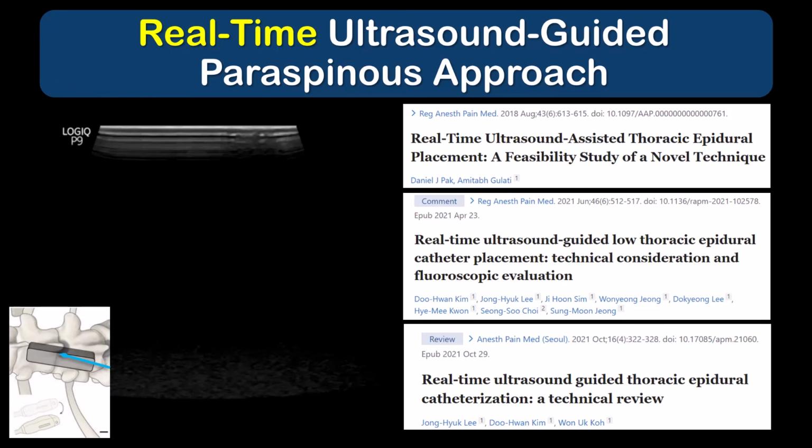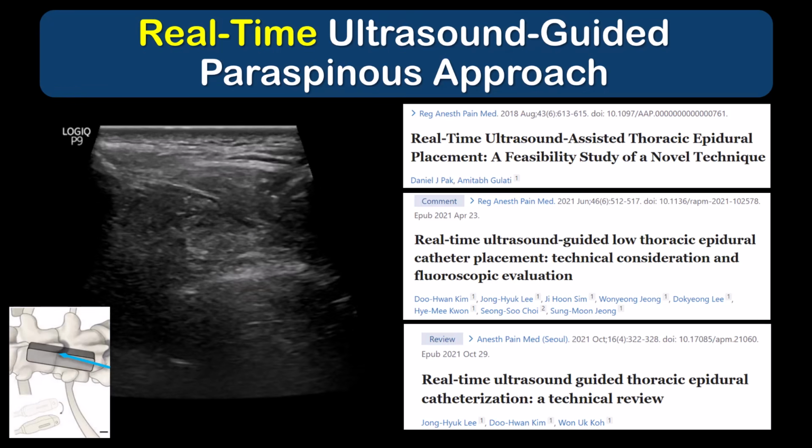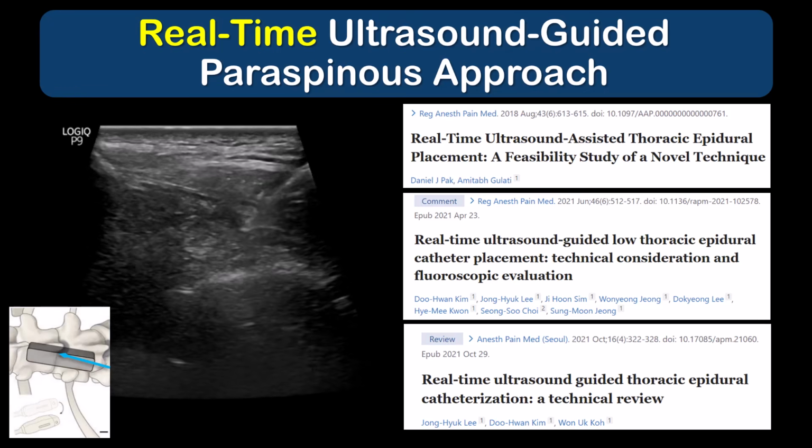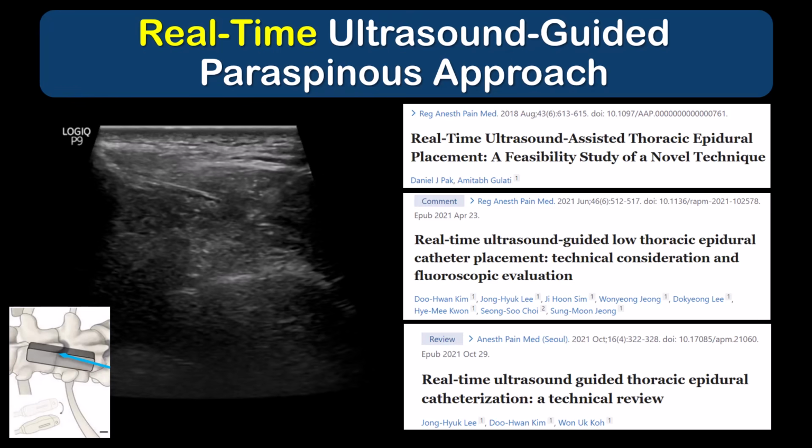What about a real-time ultrasound-guided paraspinous approach? There's been a lot of work investigating this recently. With regard to thoracic epidurals, a very feasible technique was described first by Park and Gulati in 2018 and further developed by a Korean group who described their technique in detail in a couple of articles shown here.